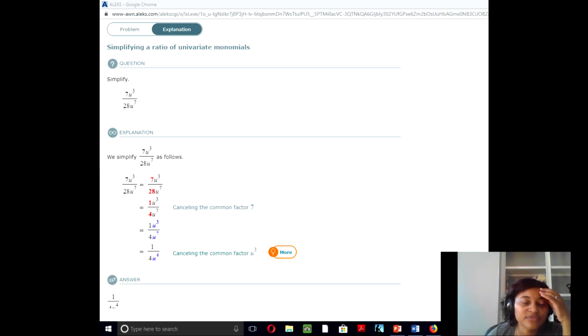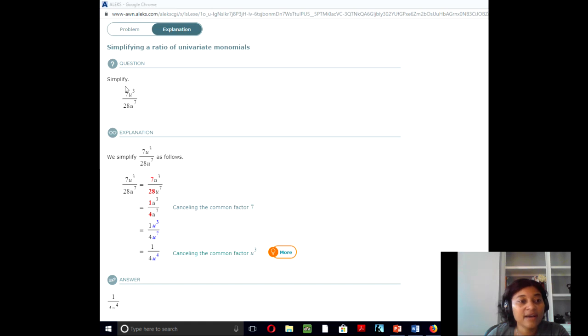Okay, this problem is very similar to the previous problem we just worked on. It's a division problem. However, we are going to find a common denominator that will go into 7 and 28, and then we will subtract the variables. Okay, so we have 7 over 28. What number will go into 7 and 28? And that number is 7.